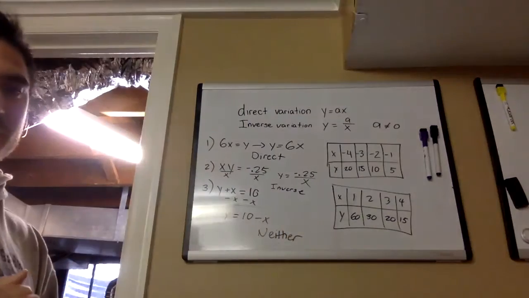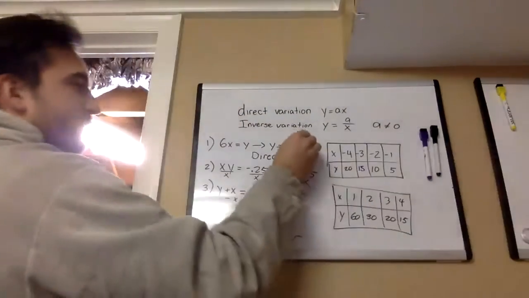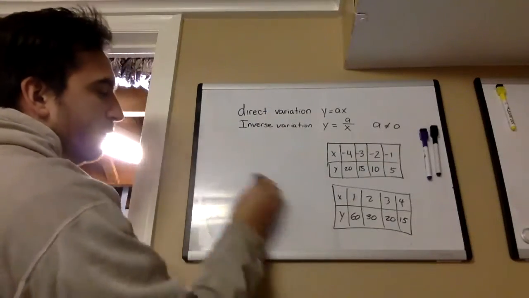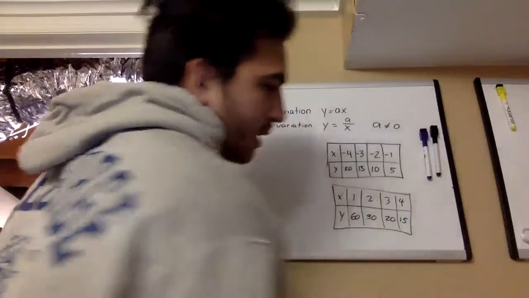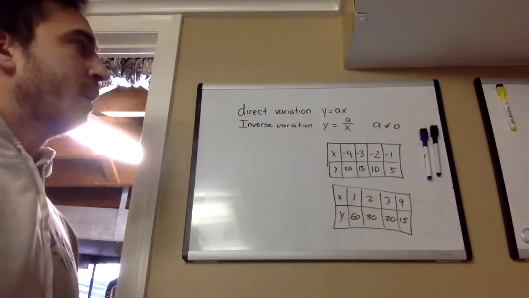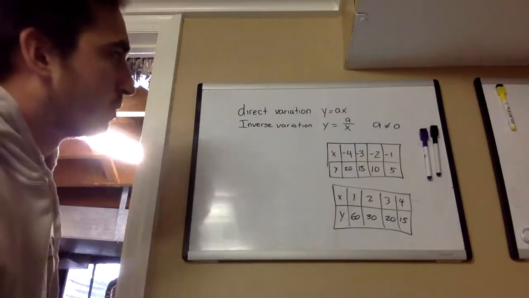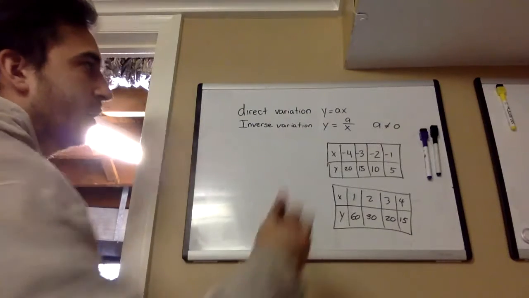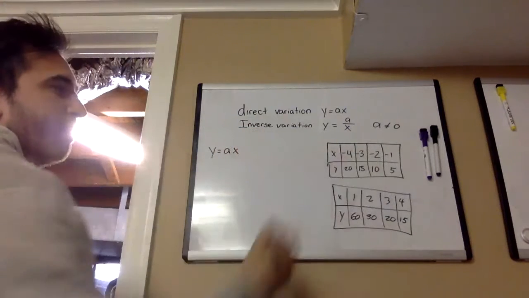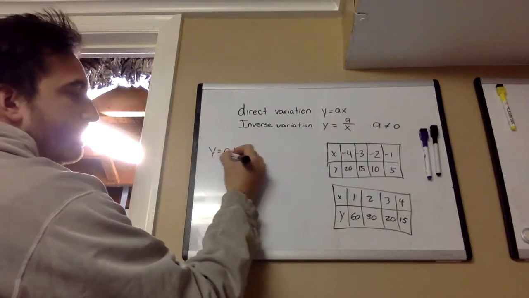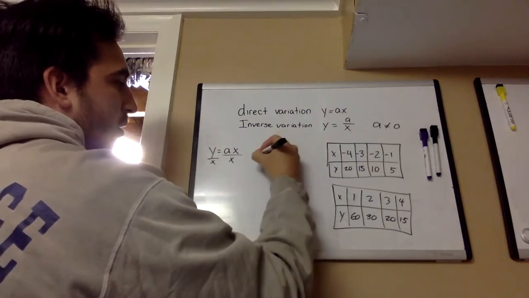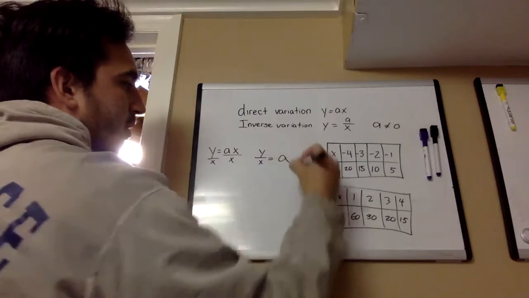Pretty straightforward. So the second question that's going to be on your homework is something that gives you a table, and they're going to ask you whether it is direct, whether it is inverse, or whether it is neither. And I gave you 2 examples here. So in order to figure out which one is which, I'm just going to give you guys a very general rule behind it. For direct, it looks like y equals ax. In order to figure out from a chart which one it is, you need to divide by x on both sides to solve for a. So you get y over x equals a.